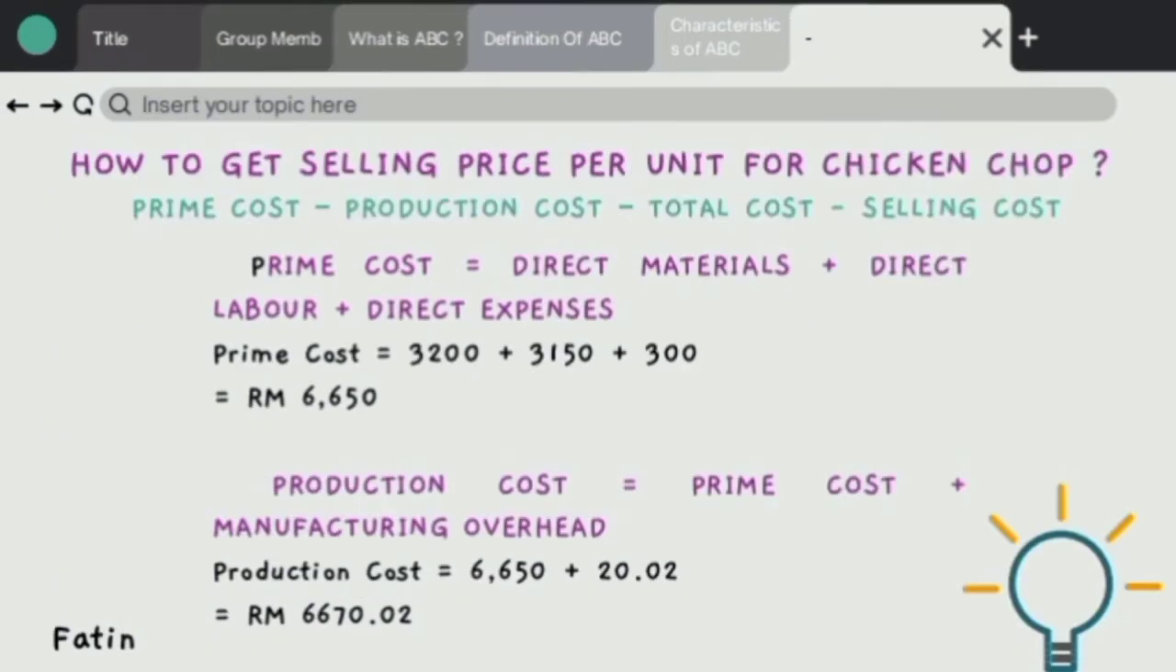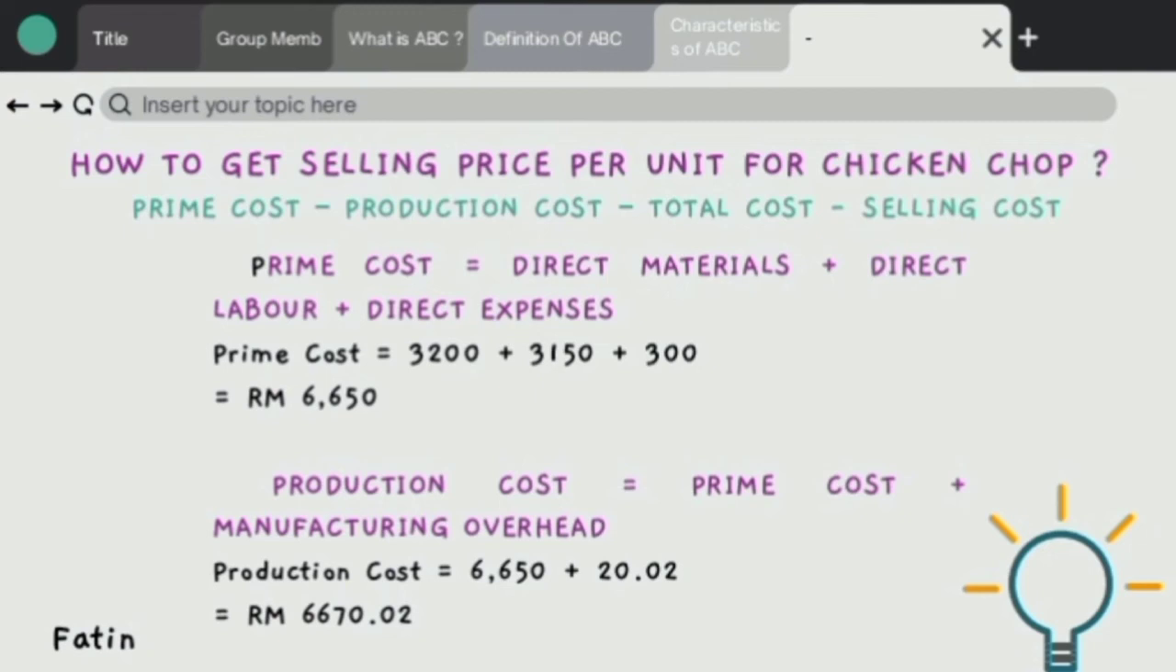How to get the selling price per unit for chicken chop? The flow to get the selling price for the product starts with prime cost, which involves all the direct costs, which include direct materials, direct labor, and direct expenses. This is how to calculate the total prime cost for chicken chop.